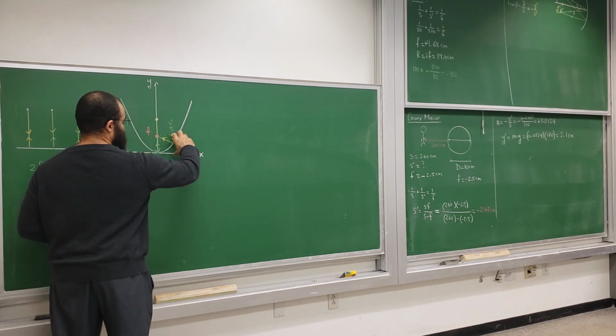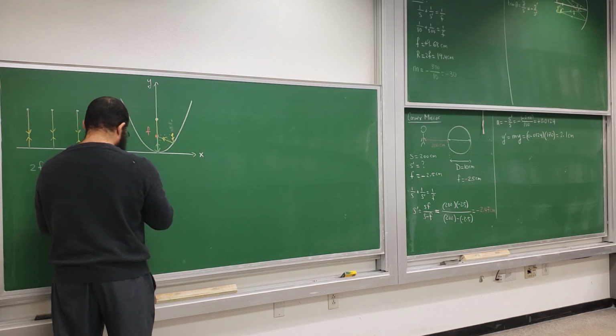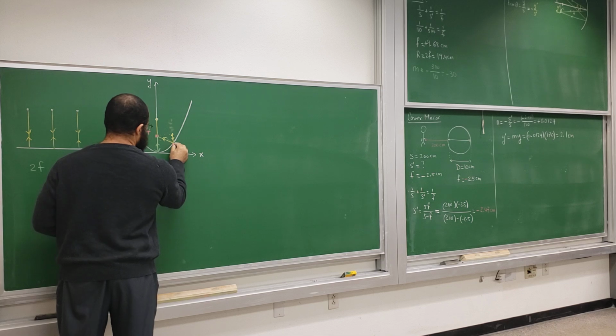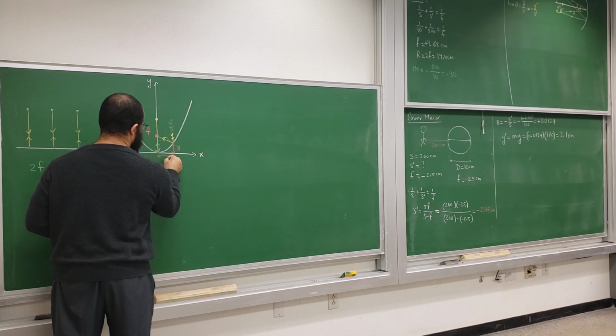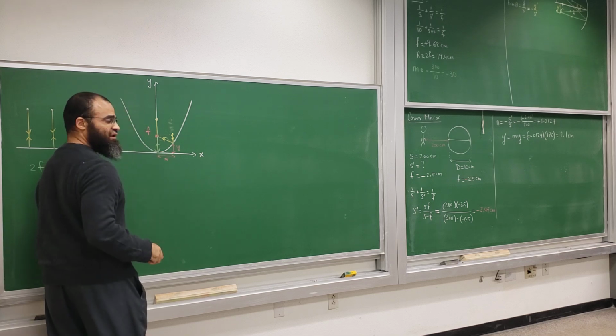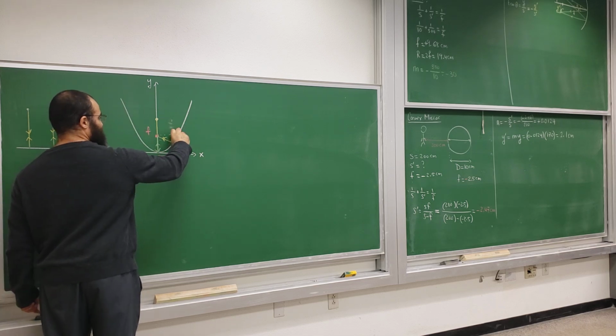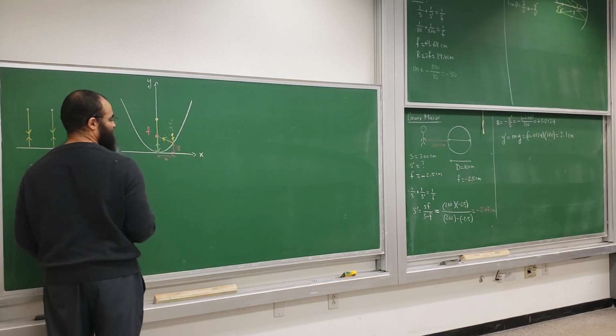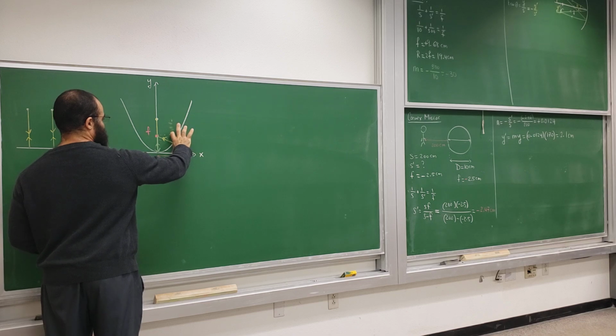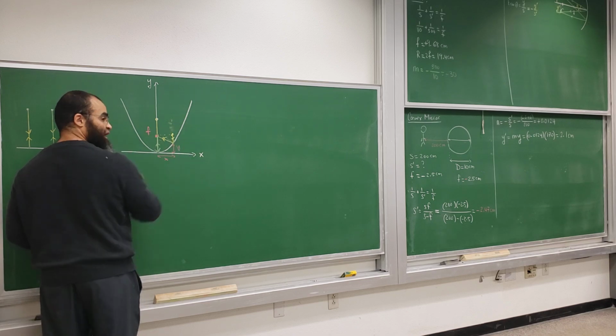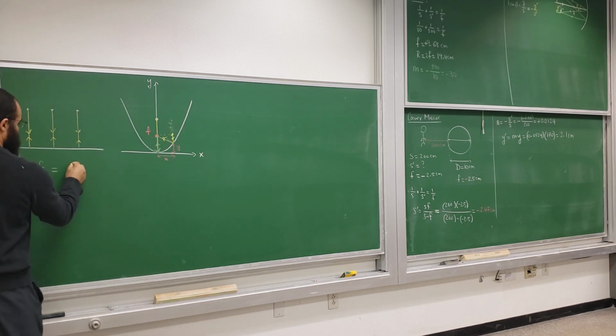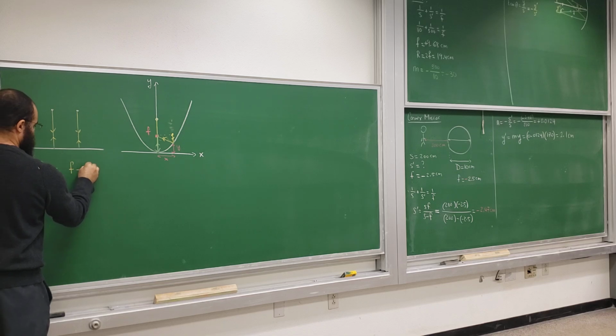I know the distance from here to here is F, right? Let me call this distance this way Y, and the distance this way I'm going to call X. Okay? The distance X. So what's this distance here in terms of F and Y? This is F, right? So this is F minus Y. Good. So F minus Y.